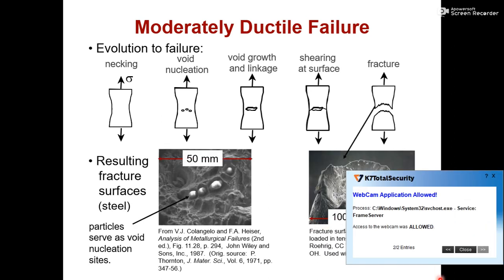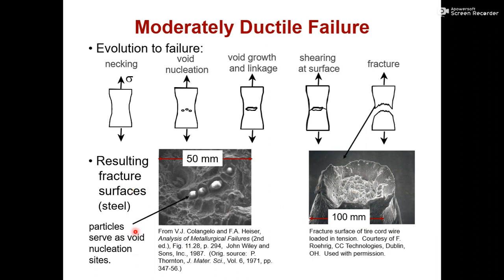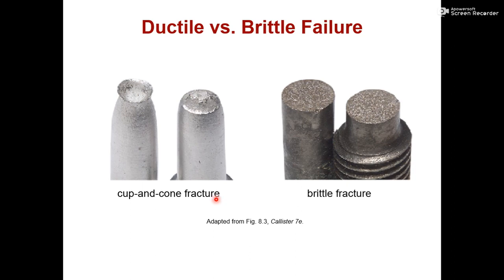If you see the fractured surface, suppose it is a composite material, these particles, these nuclei, will act as cracks and propagate the failure. So this is a cup and cone fracture for a ductile material, and this is a brittle fracture.